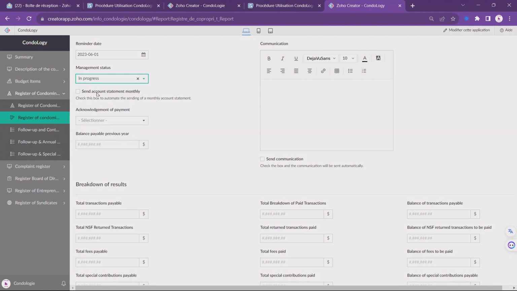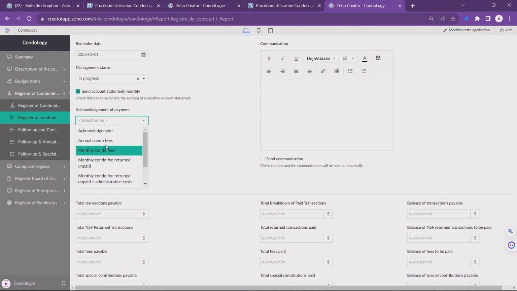Do we decide to send a monthly statement of the account to our co-owner? You know your co-owners, you know their ways of paying, if you are sure of obtaining payments on time. At that time, there is no problem. But if you think you have difficulties with the collection, then it is perhaps a good idea to check this box there too, to send a monthly account statement to remind the co-owner that there is condo fees to pay. Acknowledgement of receipt is when we receive money. We will have the opportunity to work with that a little later.